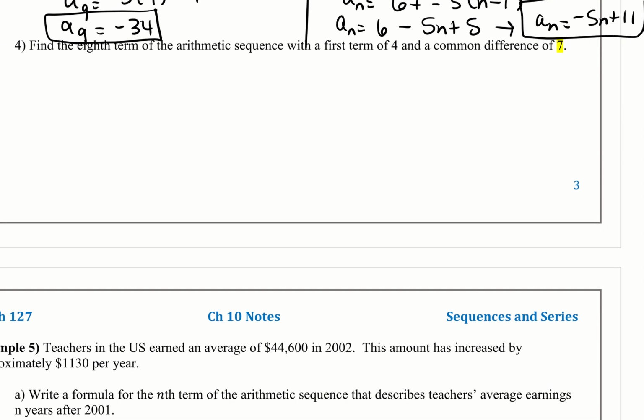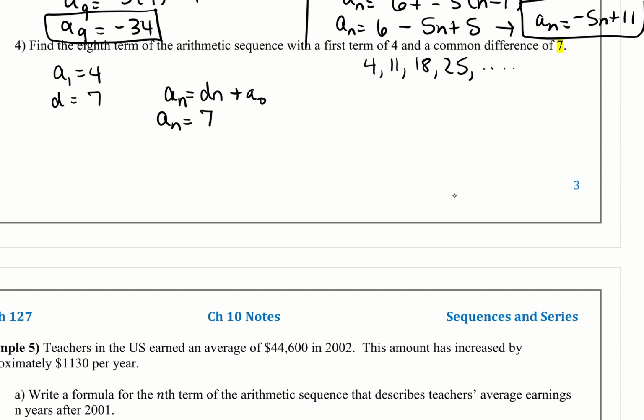All right, for this one, we want to find the 8th term of the arithmetic sequence, where the first term is 4, and the common difference is 7. So what's happening here is each time we're going up by 7. And so our list looks something like this. If I'm going to use the strategy I prefer, which is a sub n is equal to dn plus a sub 0, then a sub n is 7n. Remember, n is your input variable. And if I work backwards, if this is a sub 1, a sub 2, etc., what would have been a sub 0?